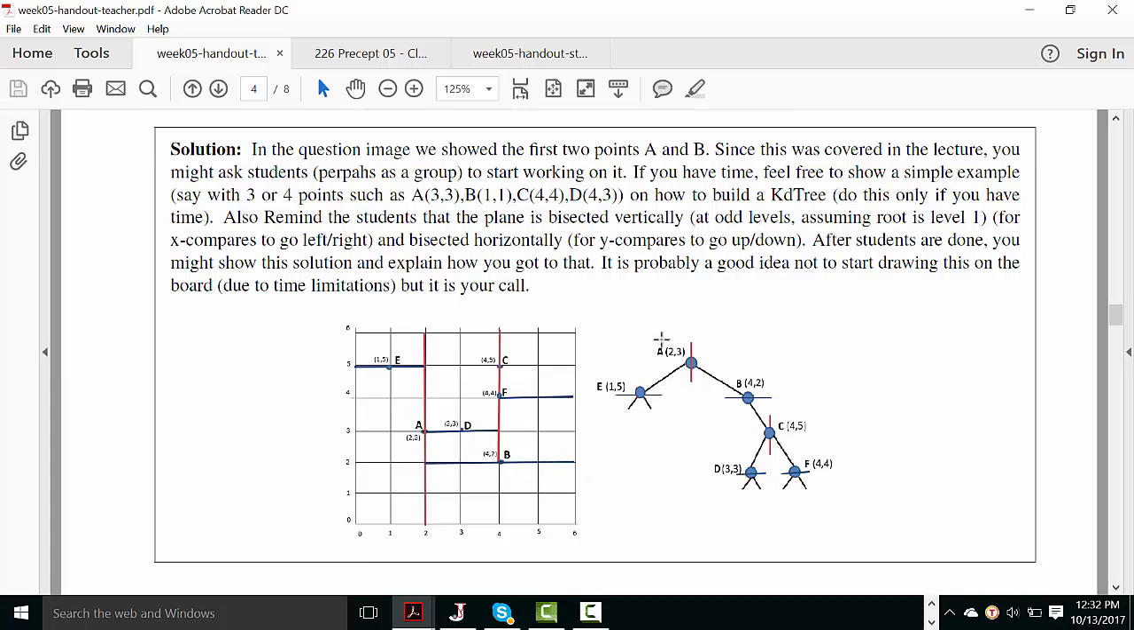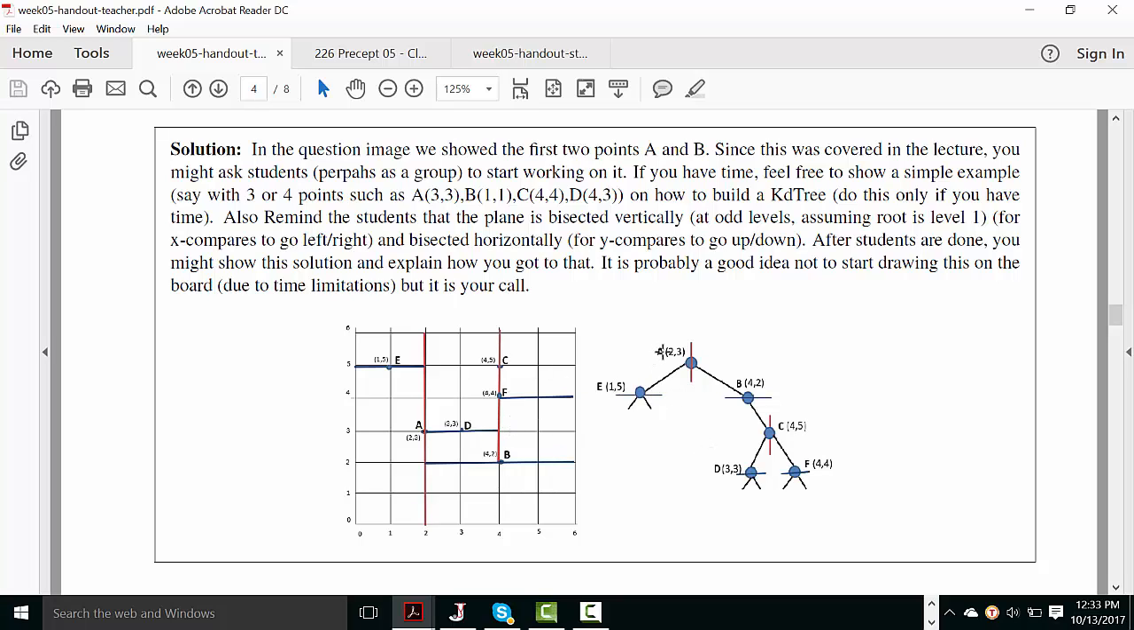So let's assume that the points A, B, C, D, E, F come in that order. When they come in, we're going to build a tree, and we're also going to show how they divide the plane. So there are two things happening: when a point is inserted, it's also dividing the plane and also determining which way to go.